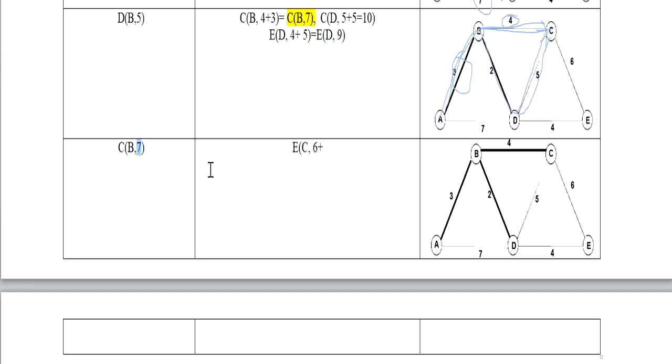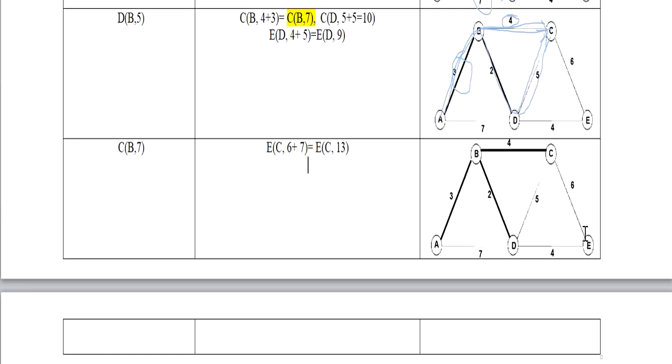is what? 7. So I have to represent the 7, because I can reach C from A with 3 plus 4, 7. 7 plus 6 is the total cost. So this can be written as E of C comma 13. So that is the total weight.